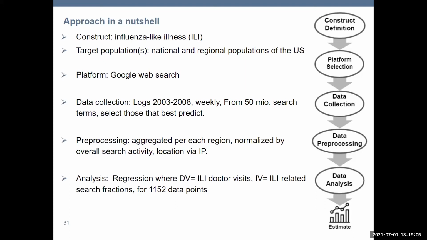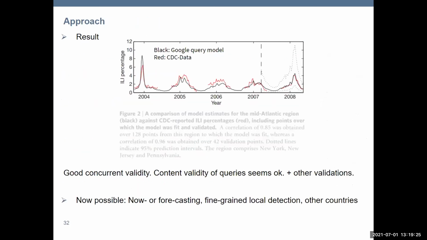And the analysis was basically a regression where the dependent variable was the doctor visits reported by the CDC for these ILIs, and the queries were the independent variable, and it was fitted over roughly 1,100 data points. And this worked great. Since then, we never needed anything else. So this basically had super good concurrent validity.